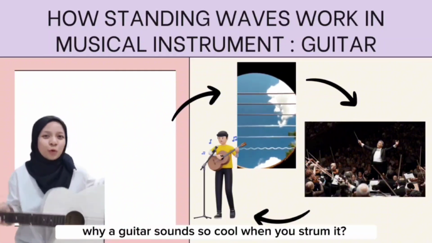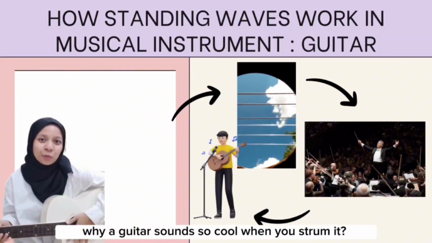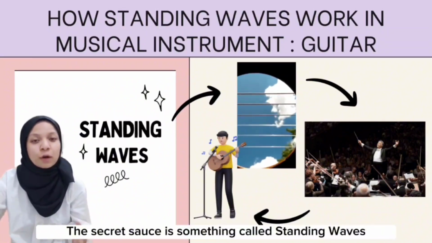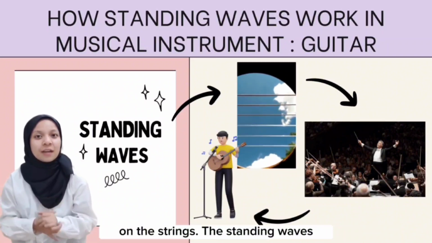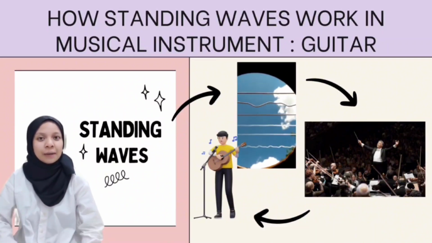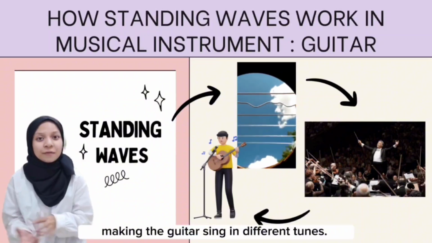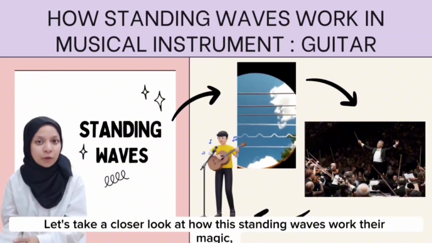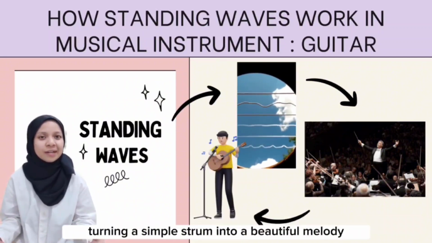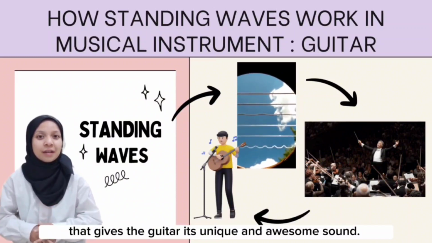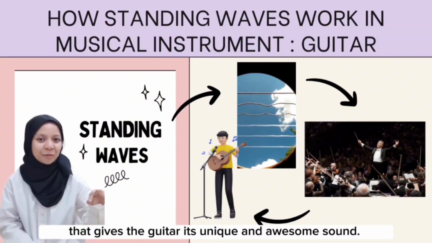Have you ever wondered why a guitar sounds so cool when you strum it? Well, the secret sauce is something called standing waves on the strings. These standing waves are like the conductors of a musical orchestra, making the guitar sing in different tunes. Let's take a closer look at how these standing waves work their magic, turning a simple strum into a beautiful melody that gives the guitar its unique and awesome sound.